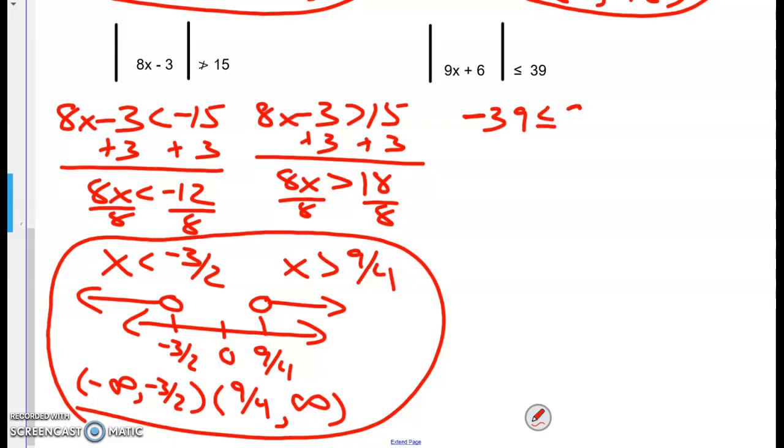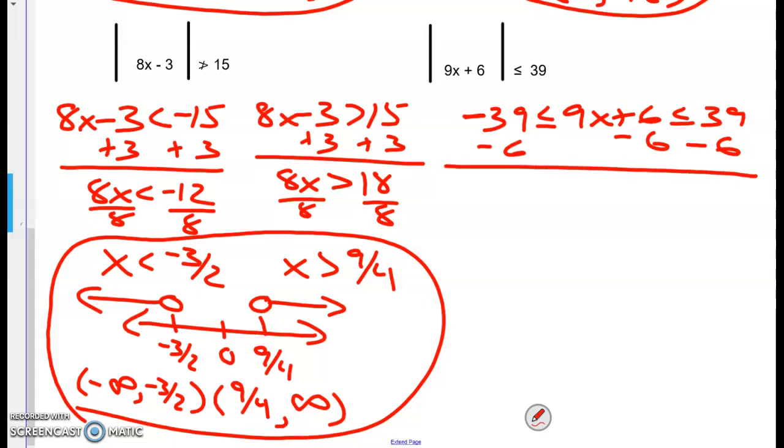With a less than or equal to, negative 39, we write the compound statement. Negative 39 less than or equal to 9x plus 6, less than or equal to 39. We subtract 6 on all three sides. Negative 45 is less than or equal to 9x, which is less than or equal to 33. We divide all of them by 9.